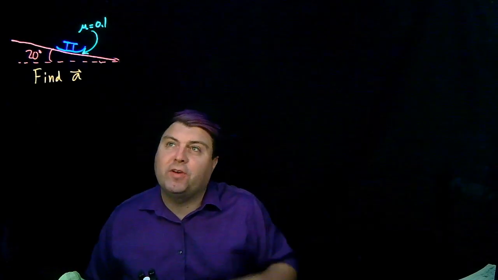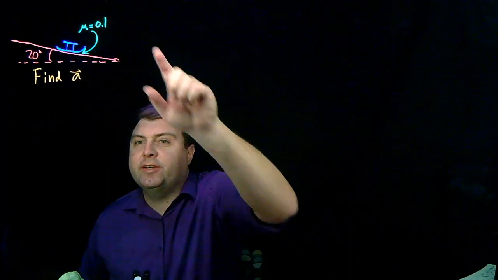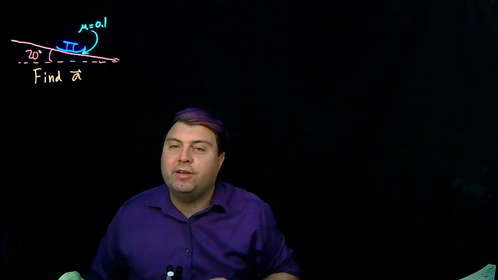Let's look at a problem involving forces on an incline. So here we have a sled. There's a little bit of friction with this mu equals 0.1. We know the incline is 20 degrees, and we want to find the acceleration that the sled has.